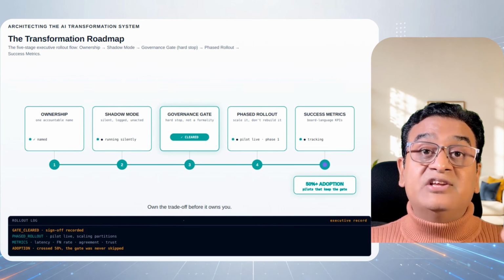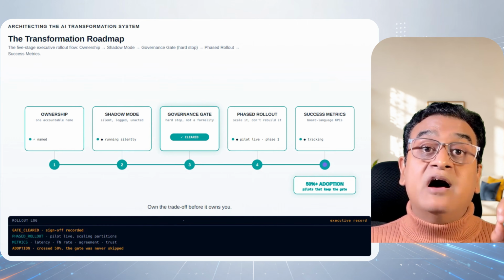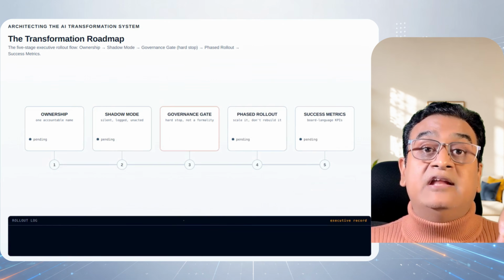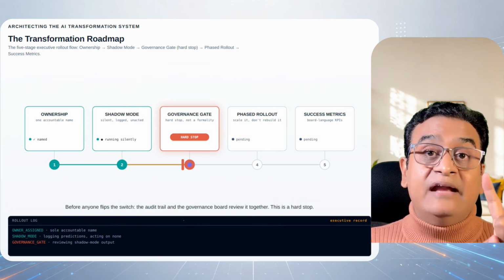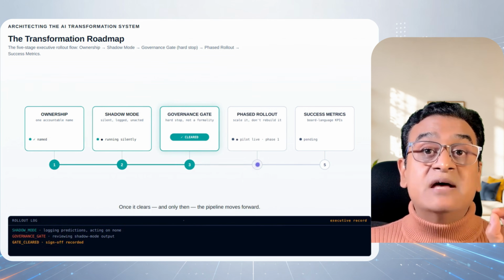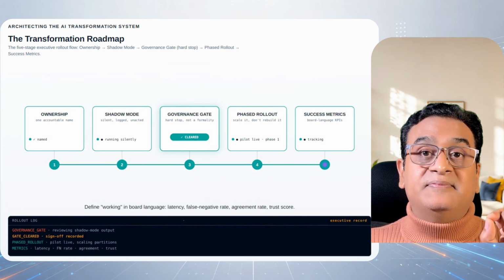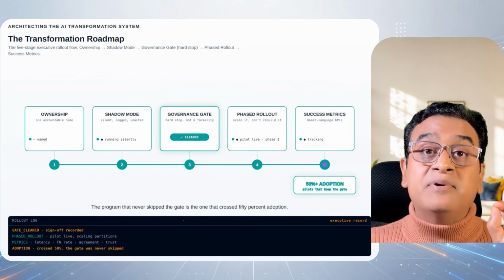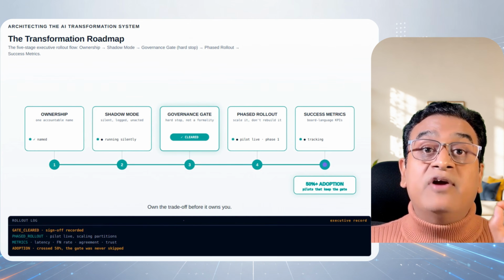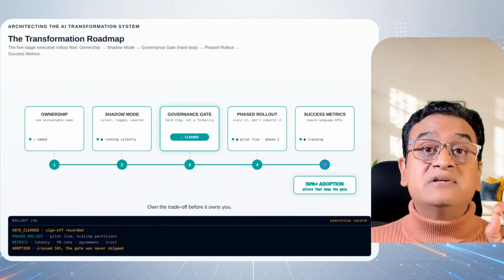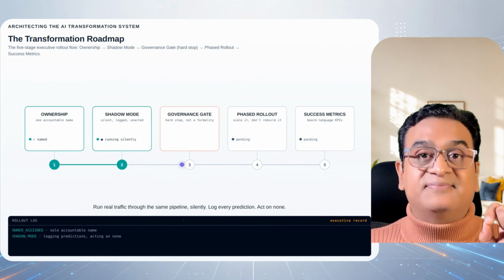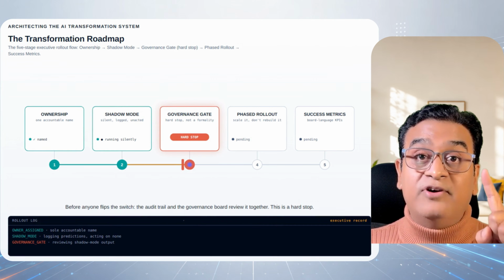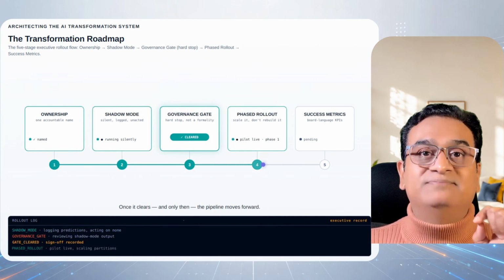Seeing the architecture decision before it becomes a crisis and owning it in a language your board can actually act on. Get this right once and something shifts. You stop being the person who explains what went wrong. You become the person the board trusts to say what happens next. Own the trade off before it owns you.